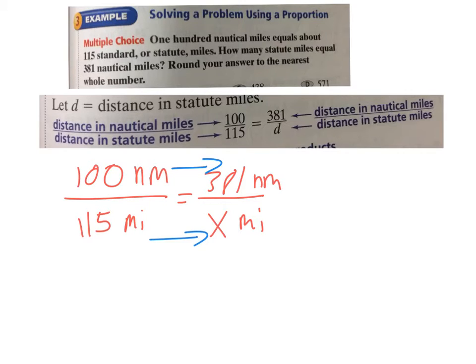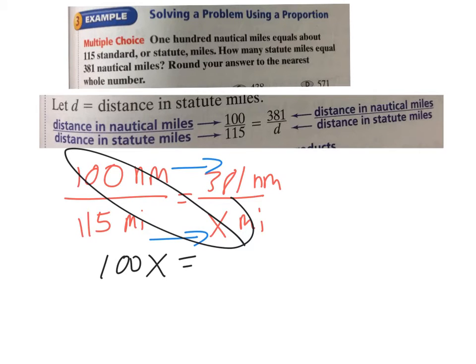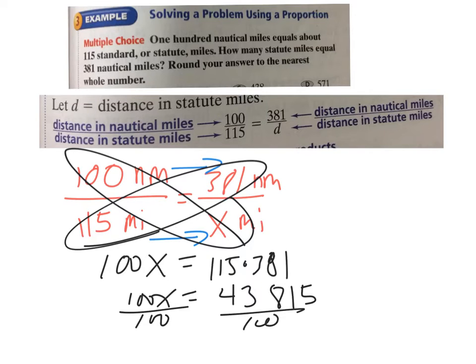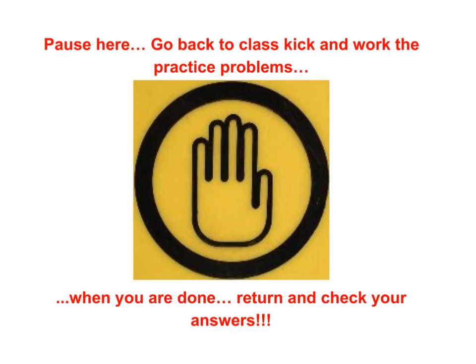So the cross products here, we're going to have x times 100, so that's 100x equals 115 times 381. So that's 100x equals 43815. Divide off that 100, and so x then is 438.15, and the label is miles. So about 438 miles. So pause, go to class kick, you work one, and then come back.